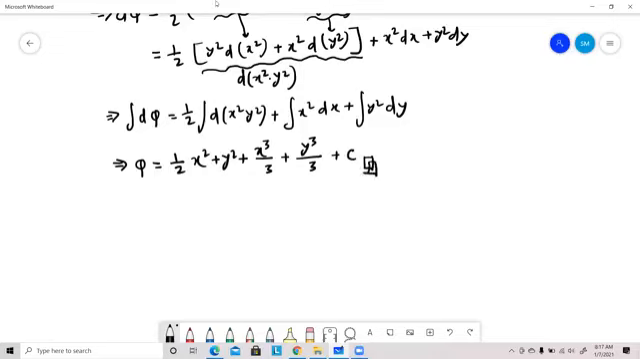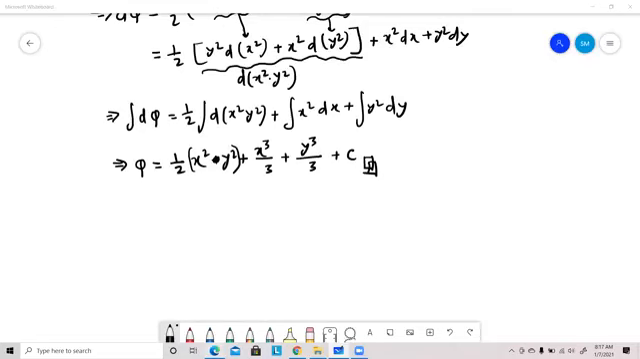Phi. So x square into y square, sir. It will be this, it will be x square into y square. Thanks. So it will be the required scalar potential function phi.